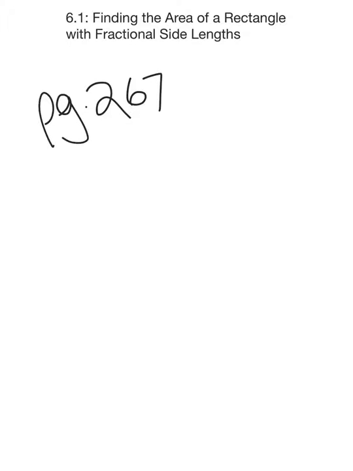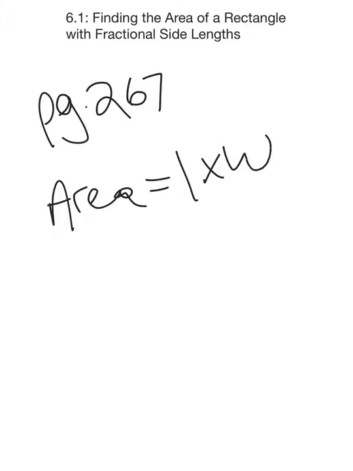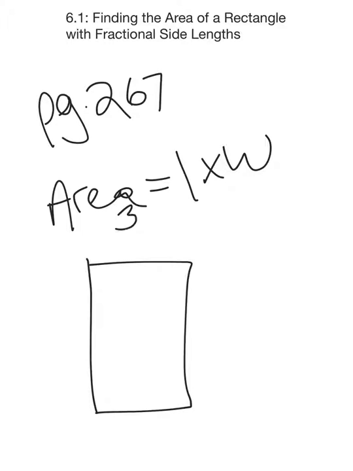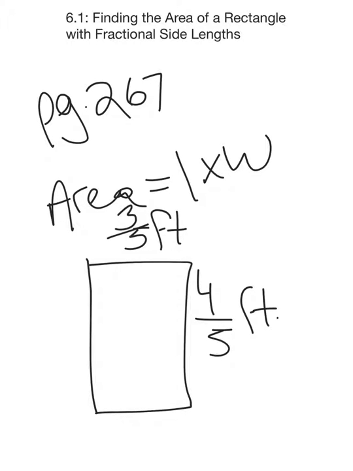For rectangles, the area formula is length times width. So what if the length was given in fractions? So the width is 3/5 feet and the length is 4/5 feet. The formula stays the same, length times width.